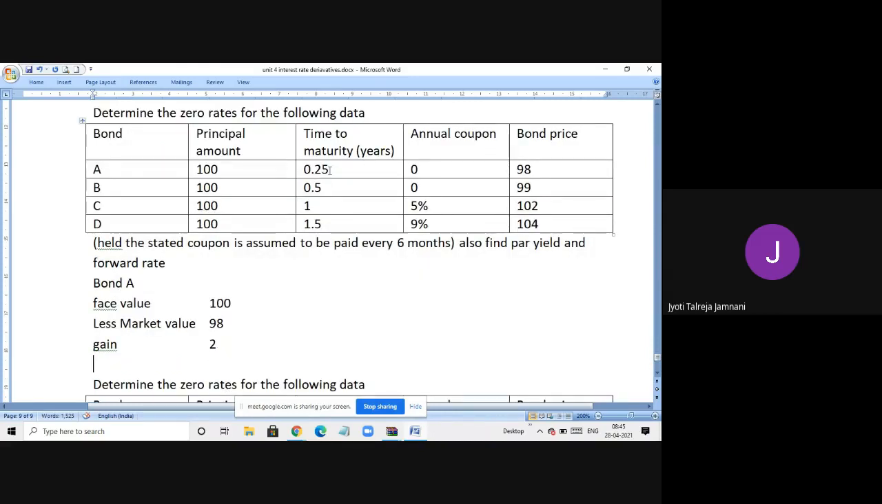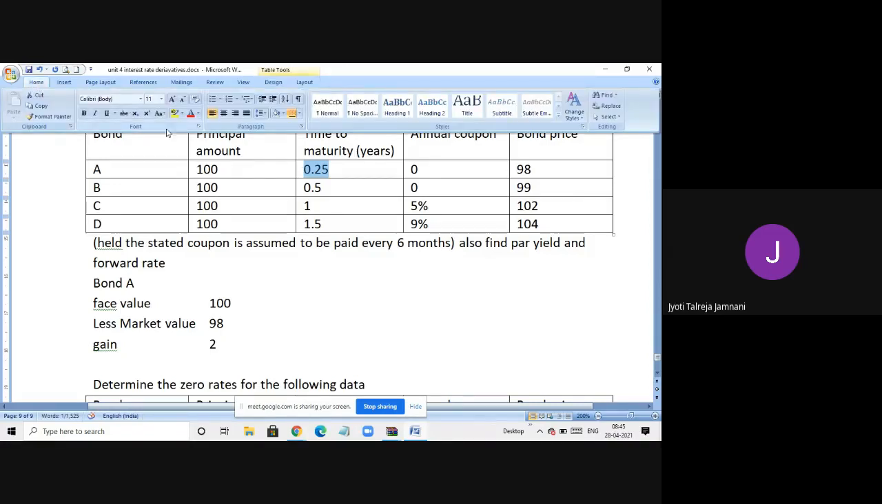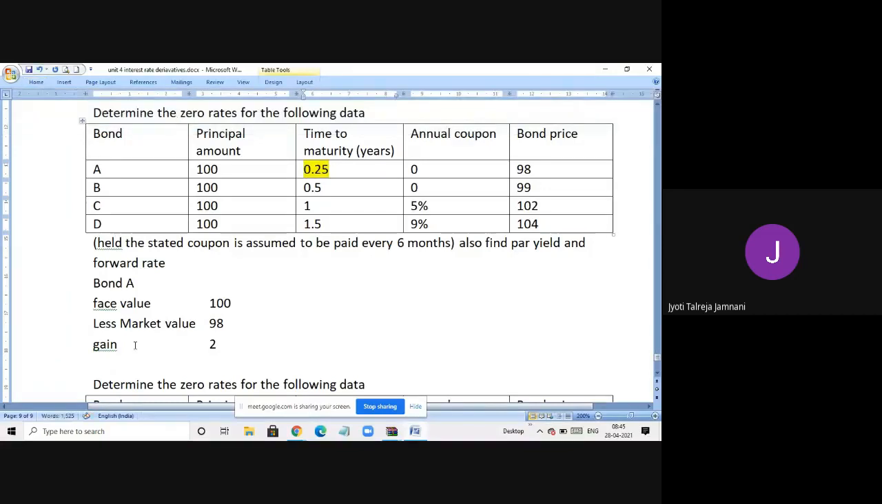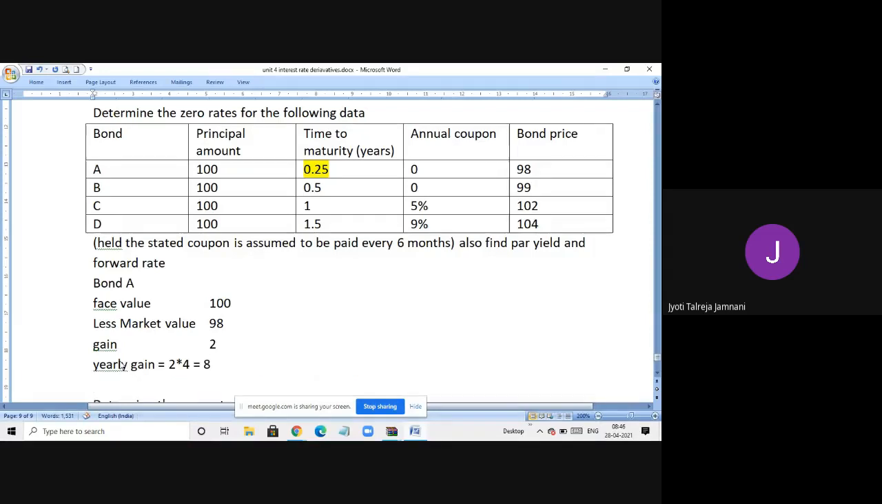This 2 rupees gain is quarterly because here you see bond A has 0.25 years of maturity. 0.25 years means 3 months or quarterly. If I want the yearly gain, how many quarters are in a year? 4 quarters. So yearly gain would be 2 rupees per quarter into 4 quarters. So 2 into 4 is equal to 8 rupees. So 8 rupees is your yearly gain.